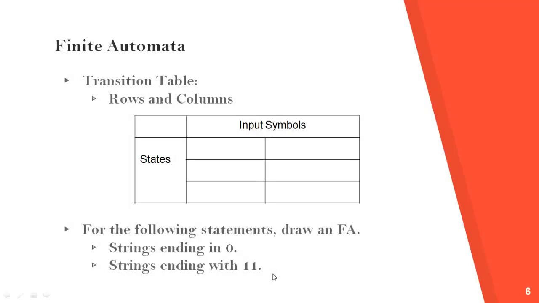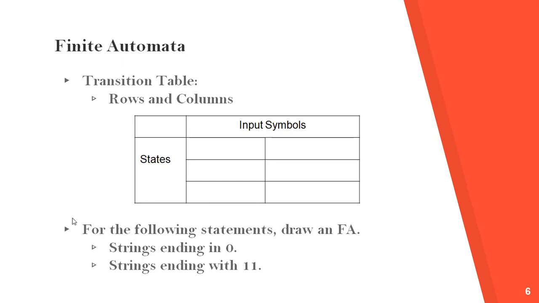The second way is the table. You know about tables, consider the rows as well as the columns. For the column part we require input symbols, and for the rows part we require the states. So how do we represent a transition table? We first design the finite automata, and accordingly we represent the transition table for the same. For that we take one example, and by using that example you will understand clearly how we represent the transition table as well as the transition diagram.